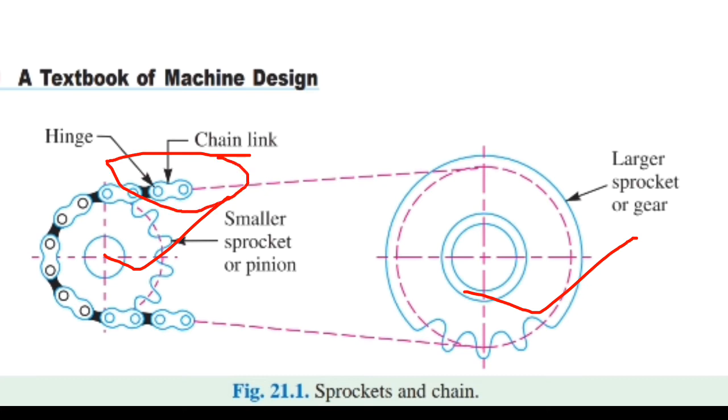The chain is not a single link; it is made up of a number of links. The links are hinged, and due to the hinging of a number of links, chains are formed. So this is about the arrangement of chains.